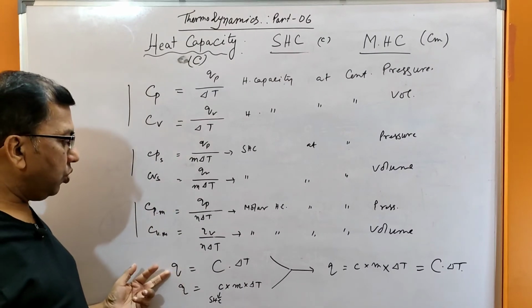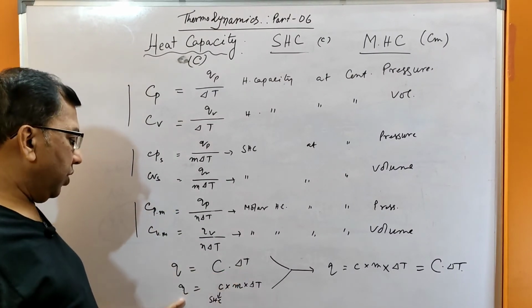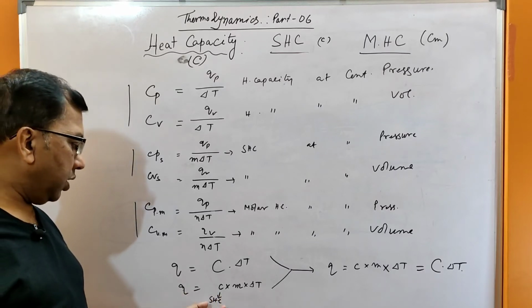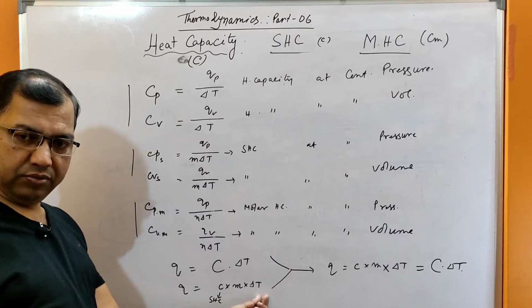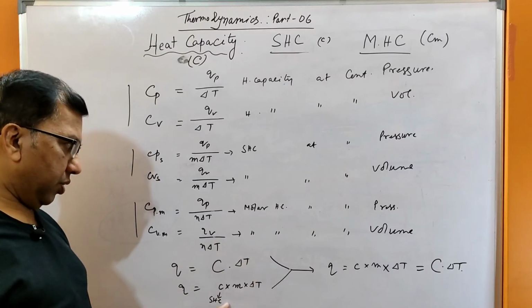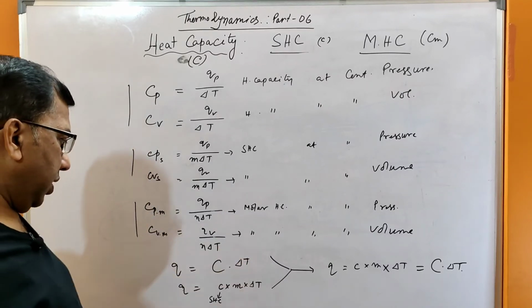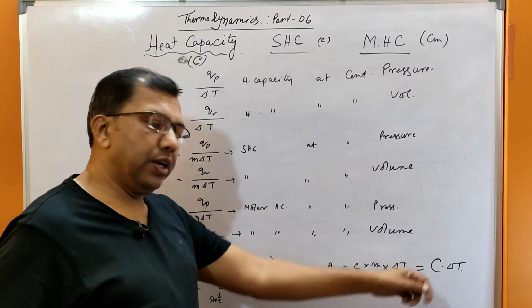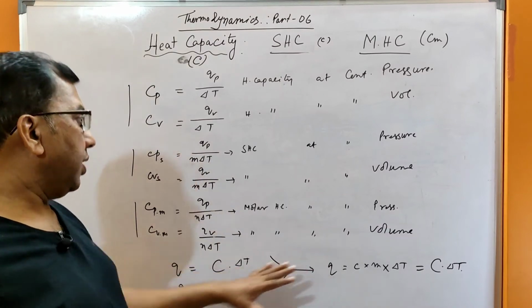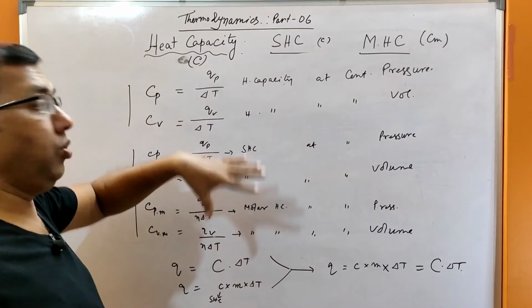We know Q equals C delta T and Q also equals c m delta T. Here c is specific heat capacity, this is the mass, and this is the temperature difference. So from this we can learn Q equals C delta T equals c m delta T. Okay, so this is the relation. We have to know this.